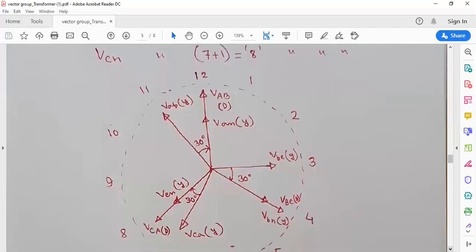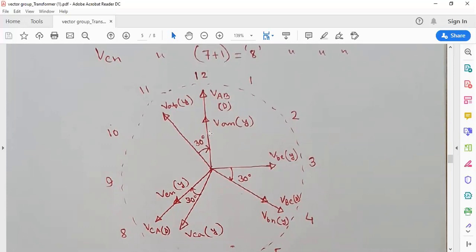We have to go through the information which we have discussed at the beginning of our class. That is, in Y connection, line to line voltage leads phase voltages by 30 degree. So in our phase vector diagram, VAB, the Y connection line to line voltage, is along 11. So in which direction will phase voltage VAN be? In the 30 degree lagging direction. So we have to go from this point to 30 degree lagging.